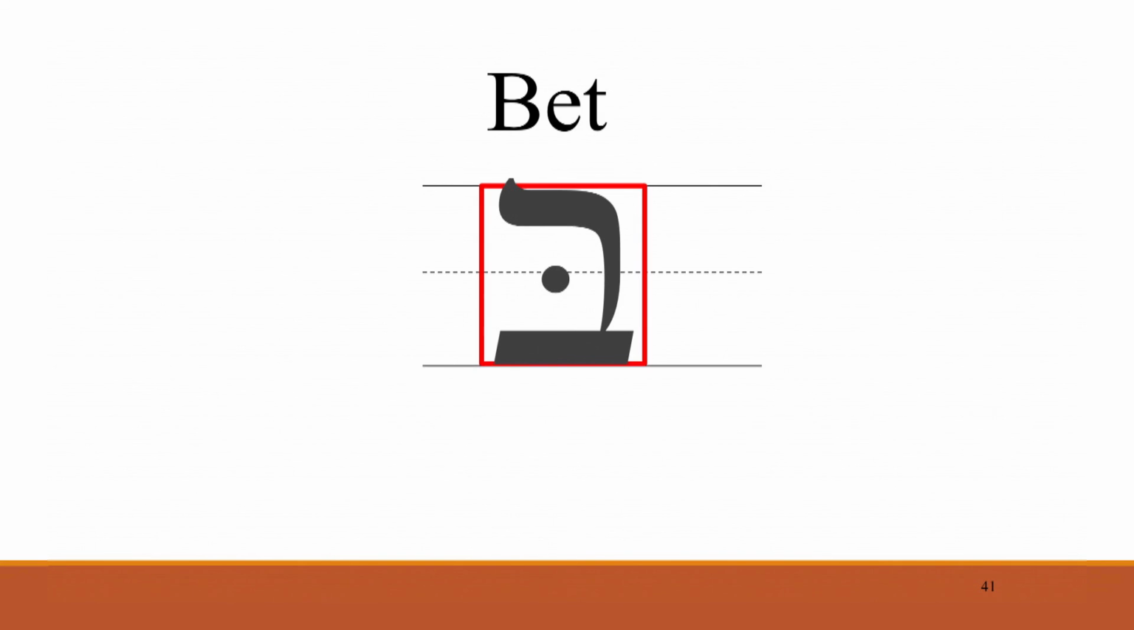Now you'll notice that the bet has a dot in the middle of it. We call that the dagesh. Now we're going to spend a little bit more time later on explaining in more detail about the dagesh. For now, I just want to say that there are 6 letters that can be used either with or without this dagesh.